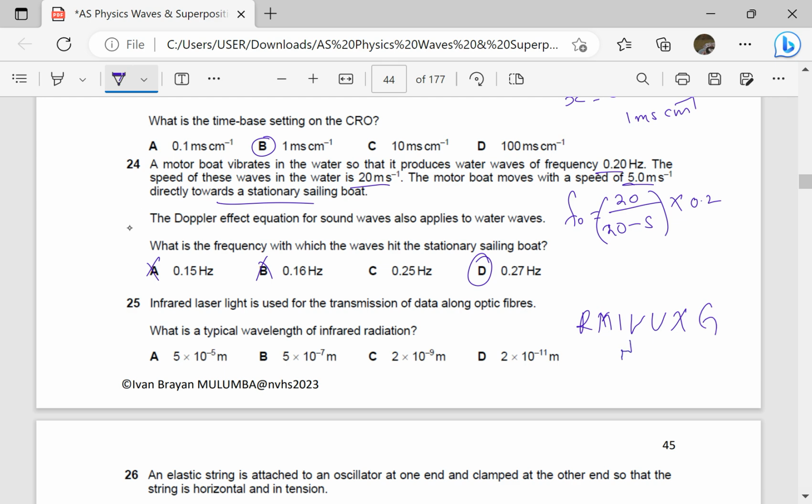Infrared is after red, and red is 7 times 10 power negative 7. So this should be very close to 10 power negative 7. That means I can ignore this one, I can ignore this one. I remain with these two. This one is still in the visible range, so it can't be infrared. So the answer is most likely going to be the answer, because 5 times 10 power negative 7 is between 7 and 4 times 10 power negative 7. So the answer is most likely going to be A.